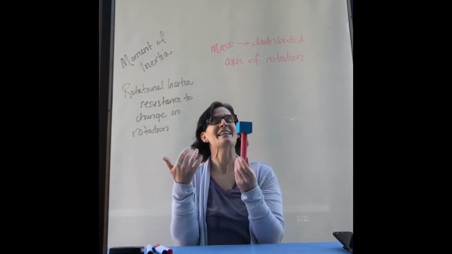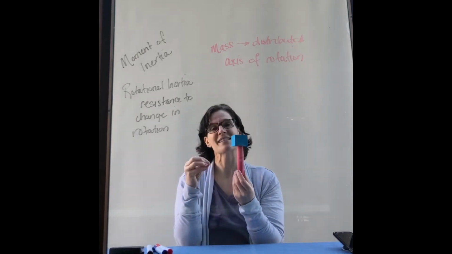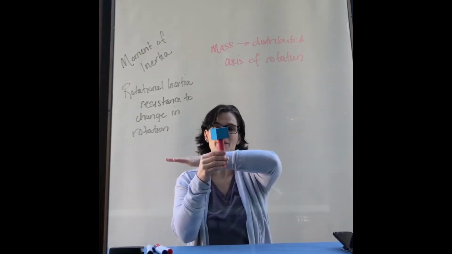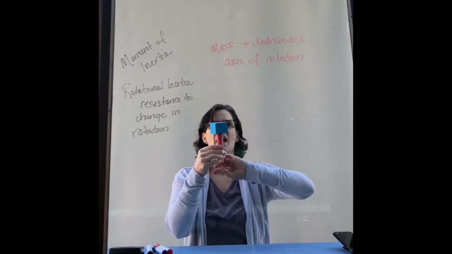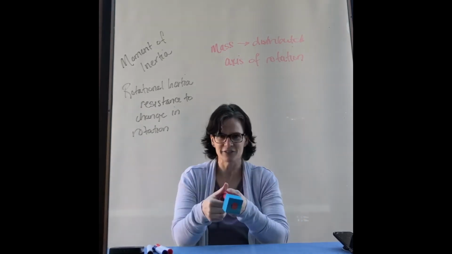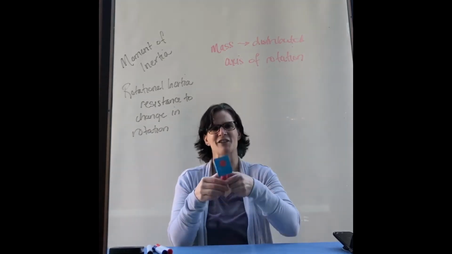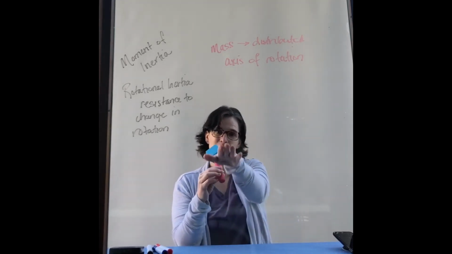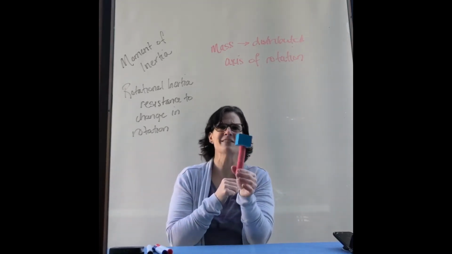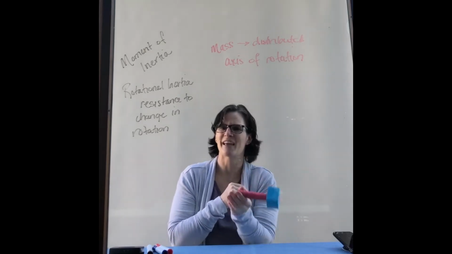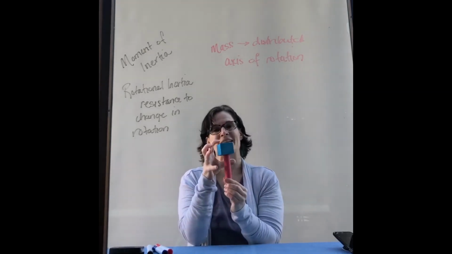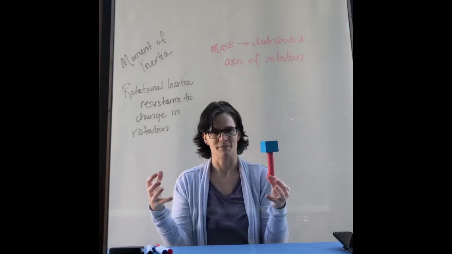But if I increase the distance that mass is distributed from the axis, so I'm going to rotate about this plane now, it becomes very difficult to change the rotation of that object forward or backwards. If I rotate about this plane, it's very difficult to change the rotation of that object now that the mass is distributed away from the axis.